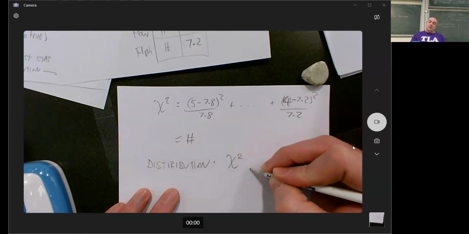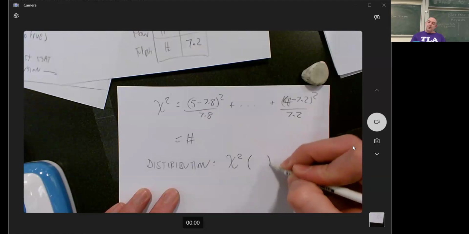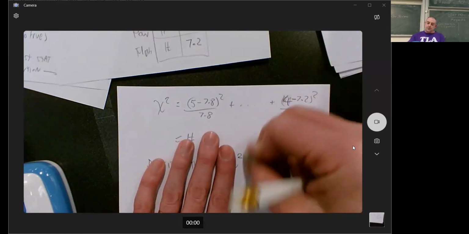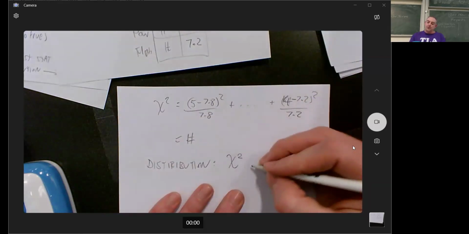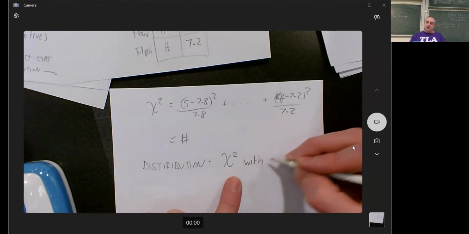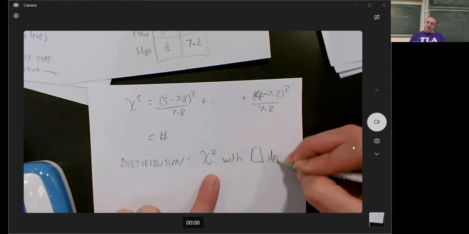Chi-squared with some number of degrees of freedom in this spot just here. I don't know how they write it in this course. They probably put a little number at the bottom, I don't know. With degrees of freedom.